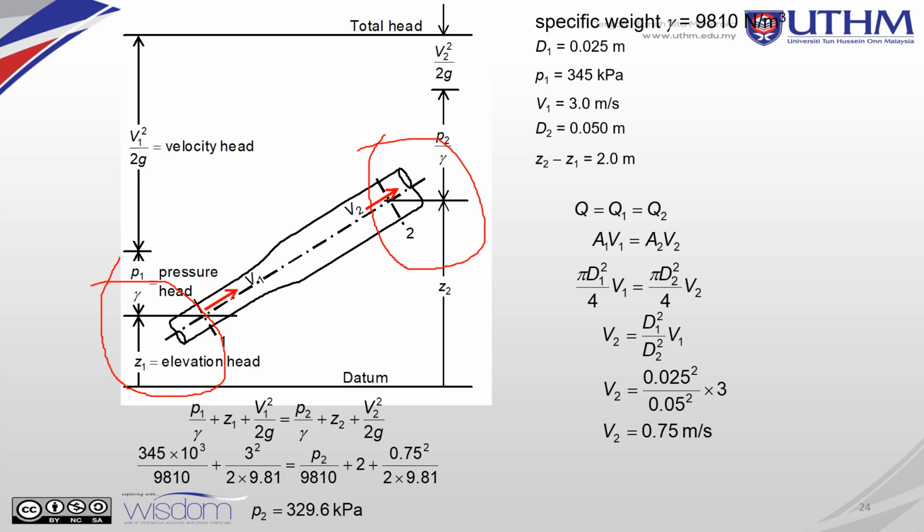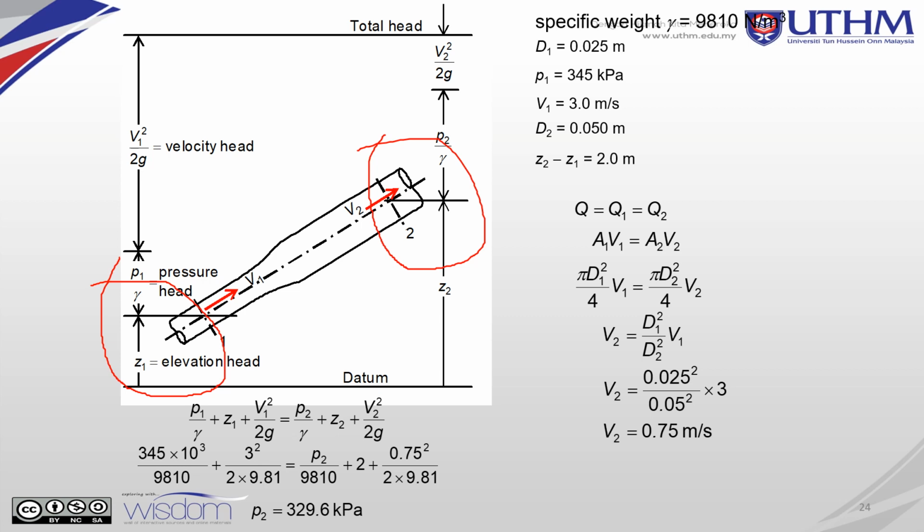Specific weight, we know that it is 9810. Then the density at point 1, the diameter at point 1, and the pressure 1 here. V1 is 3 meters per second for velocity 1. Then diameter 2. We know the difference in height from point 2 to point 1, the elevation head, Z2 minus Z1, is 2 meters.